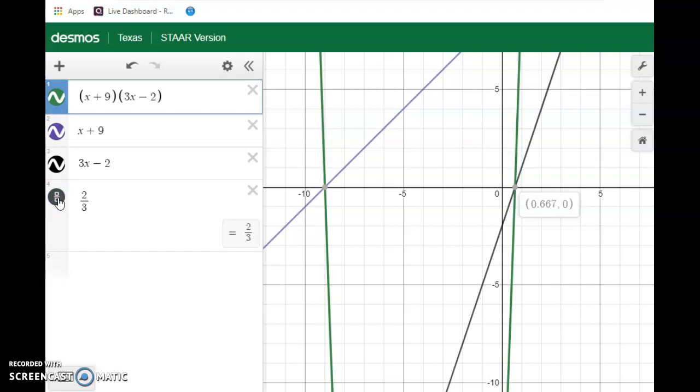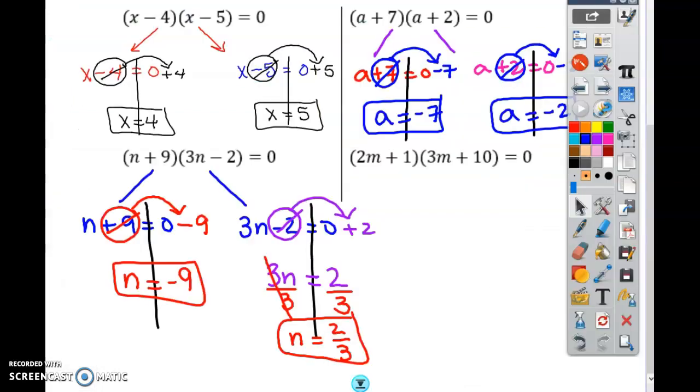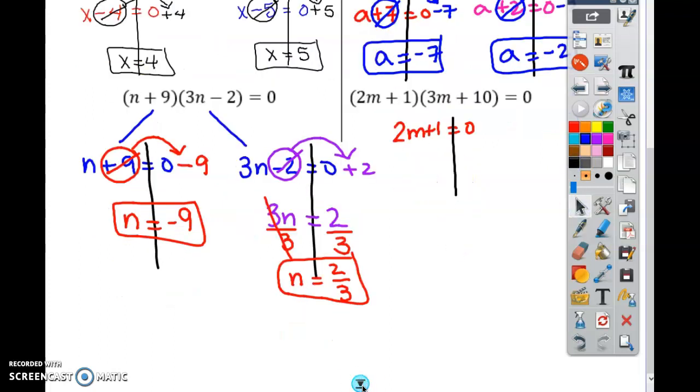Okay? All right, let's do the next one. Right here, set them both equal to 0. I'm going to have 2m plus 1 equals 0. Solve. And then the other one, I need more space. And then the other one's going to be 3m plus 10 equals 0 and solve. So I want you to solve both of those. Pause the video and solve.